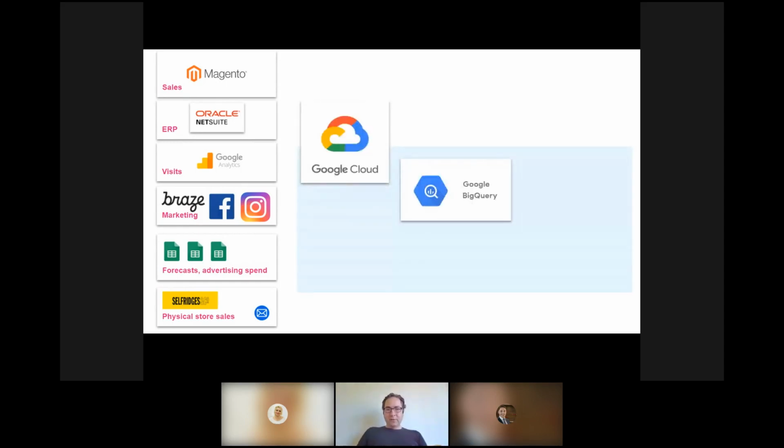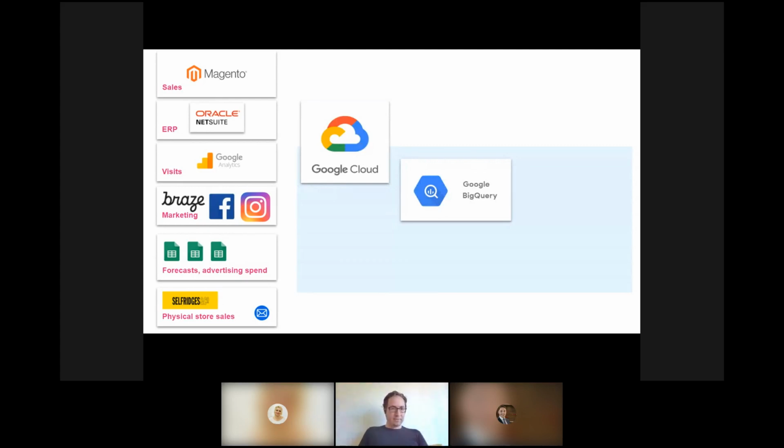The first thing that we introduced here was we need somewhere to consolidate all of this information so that we can basically analyze it. And we chose Google BigQuery for that, which is part of Google Cloud.